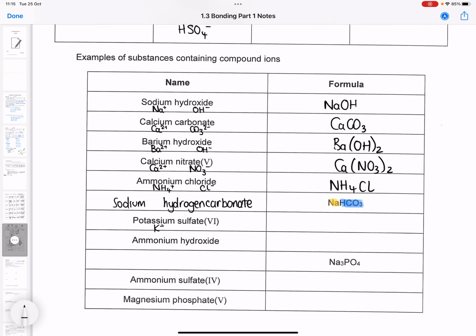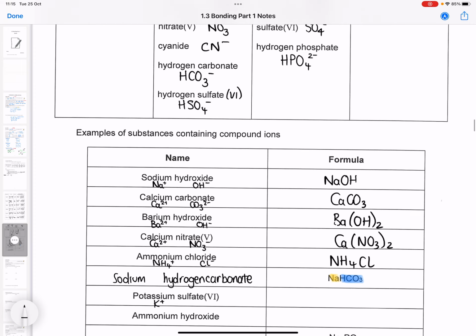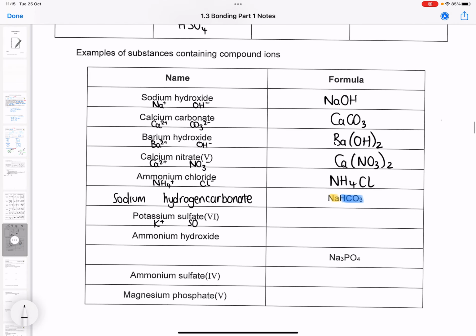Potassium in group 1, K+. Sulfate(VI), so go up and have a look. Sulfate(VI), SO4 2 minus. Put them together, K2SO4. Ammonium, NH4+, hydroxide, OH minus, NH4OH.